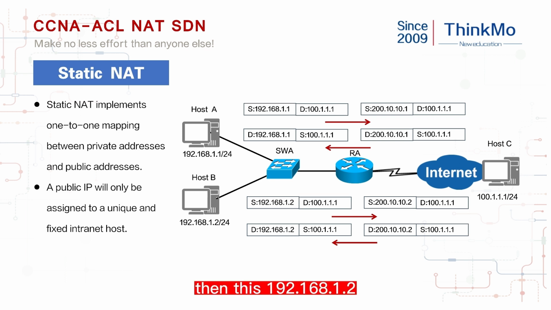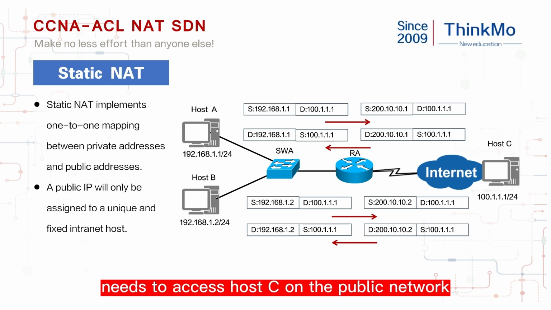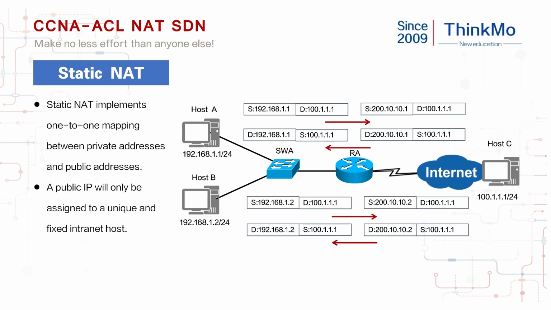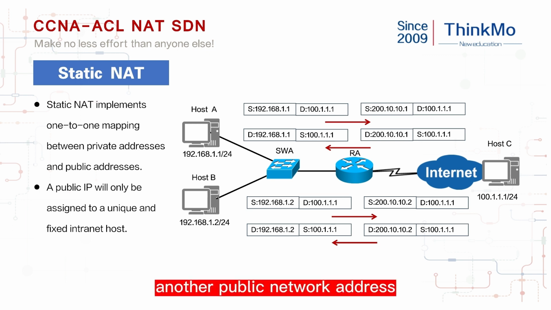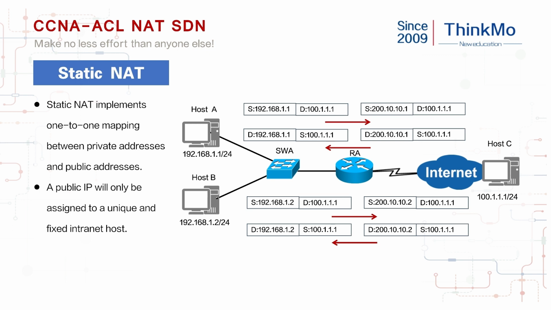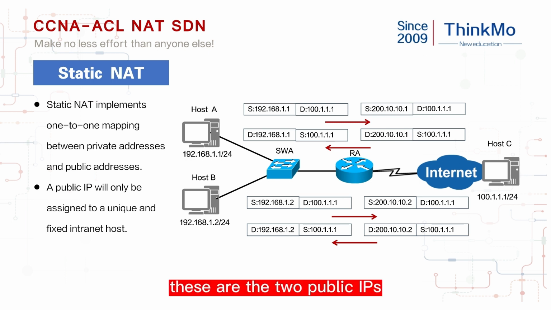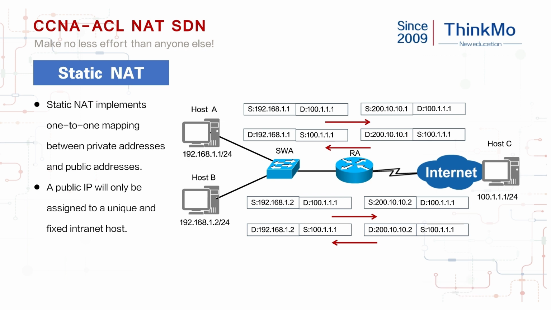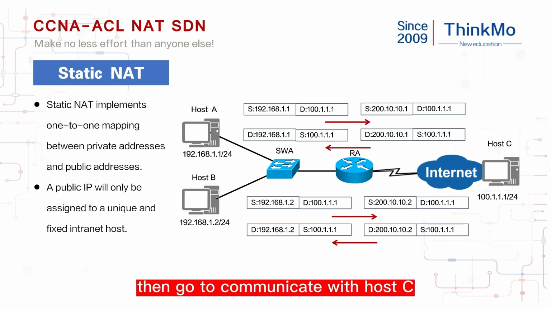Then this 192.168.1.2 needs to access host C on the public network. The destination address remains the same. But here we need to consume another public network address. This is for 10.2. These are the two public IPs. It is equivalent to the current 10.2 being mapped from 1.2 to the public network inside the host. Then it goes to communicate with host C.